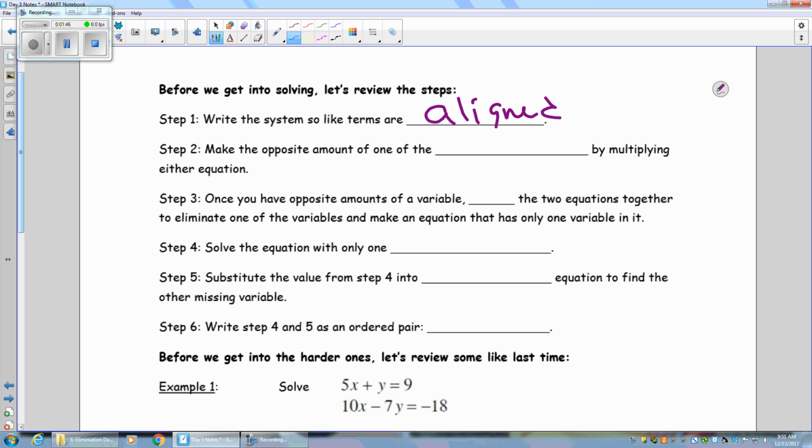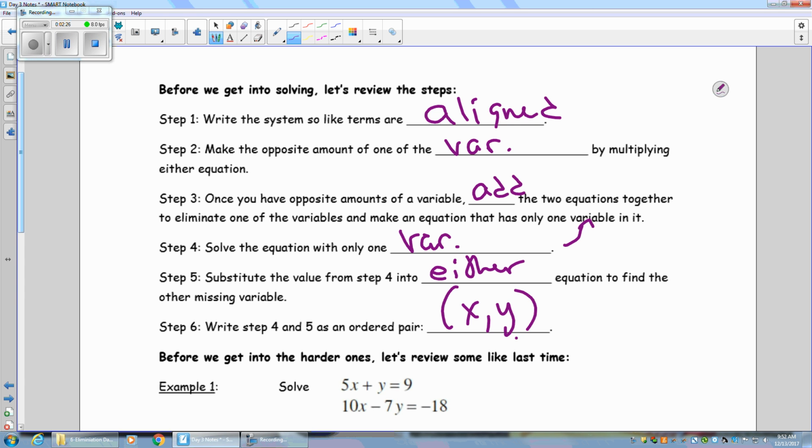Today is just going to be step 2 again, and that's really all that yesterday was. We're going to make the opposite amount of one of the variables by multiplying either equation. And we're really going to do a little bit tougher stuff with that today. Step 3, we're going to add the two equations together, just like we did the last 2 days. Step 4, we're going to solve the equation with only one variable, because in step 3, we created an equation with only one variable. Step 5, we're going to substitute that into either equation to find the other missing variable, because remember, we need an x and a y, which is why we have to write our coordinate like that.